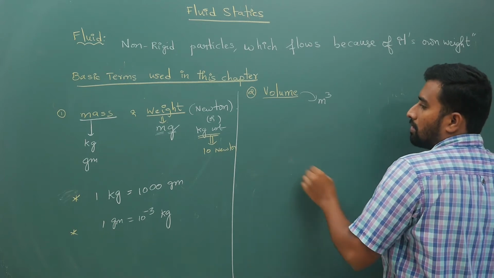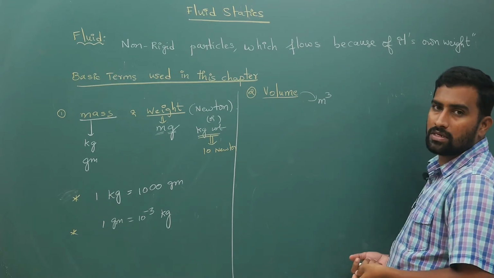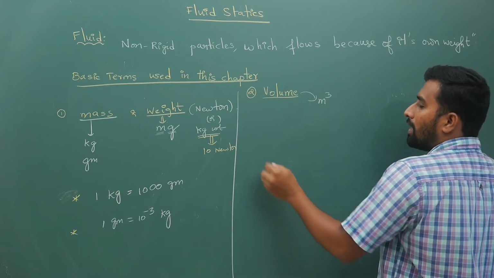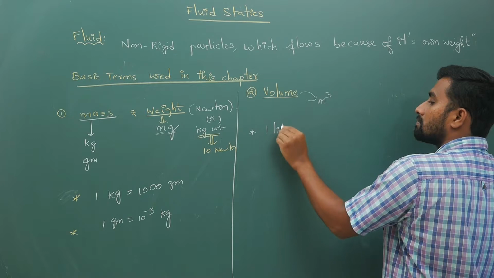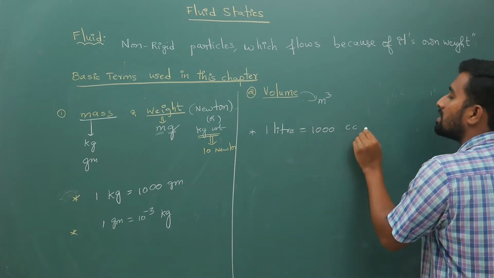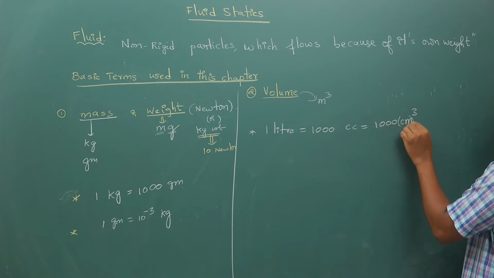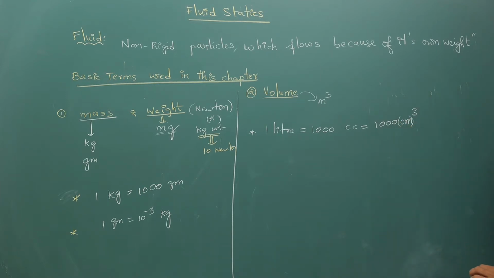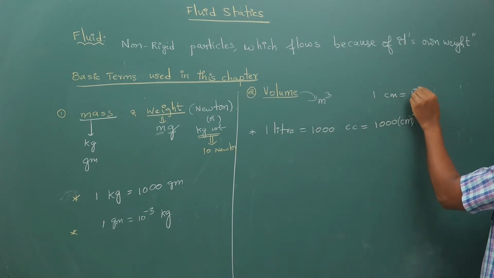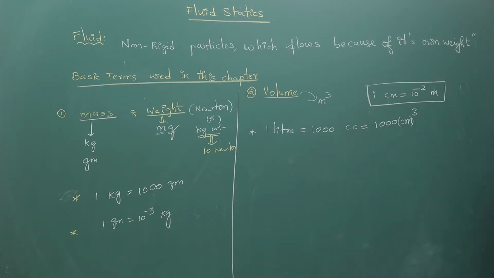Usually for liquids or fluids, volume is measured in liters or cc. So 1 liter is 1000 cc, that is, 1000 centimeter cube. Now how much is 1 centimeter? 1 centimeter is 10 power minus 2 meters.